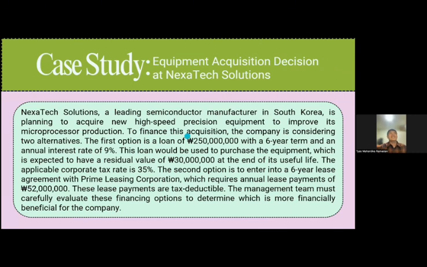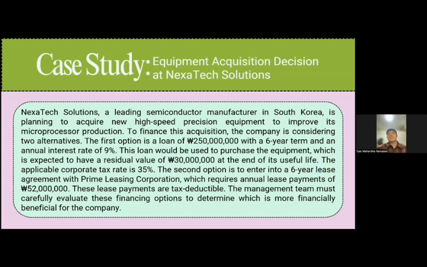Nexatech Solution, a leading semiconductor manufacturer in South Korea, is planning to acquire new high-speed precision equipment to improve its microprocessor production. To finance this acquisition, the company is considering two alternatives. The first option is a loan of 250 million with a 6-year term and an annual interest rate of 9%. This loan would be to purchase the equipment, which is expected to have a residual value of 30 million at the end of its useful life. The applicable corporate tax is 35%.